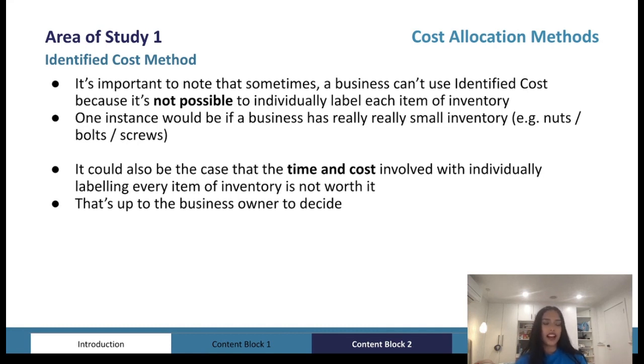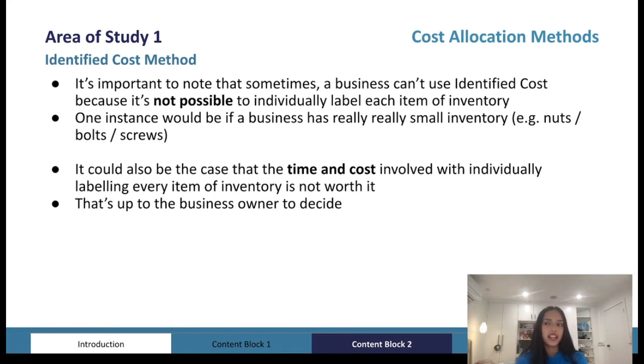And the business might decide that the time and the cost you're putting into paying that employee to sit there and label these inventory items could be put into other areas of the business, or that employee could be doing something much more beneficial instead of sitting there for like 7 hours just adding tags and labels onto inventory. And so the business owner makes the executive decision that it's just not worth it to use identified cost.